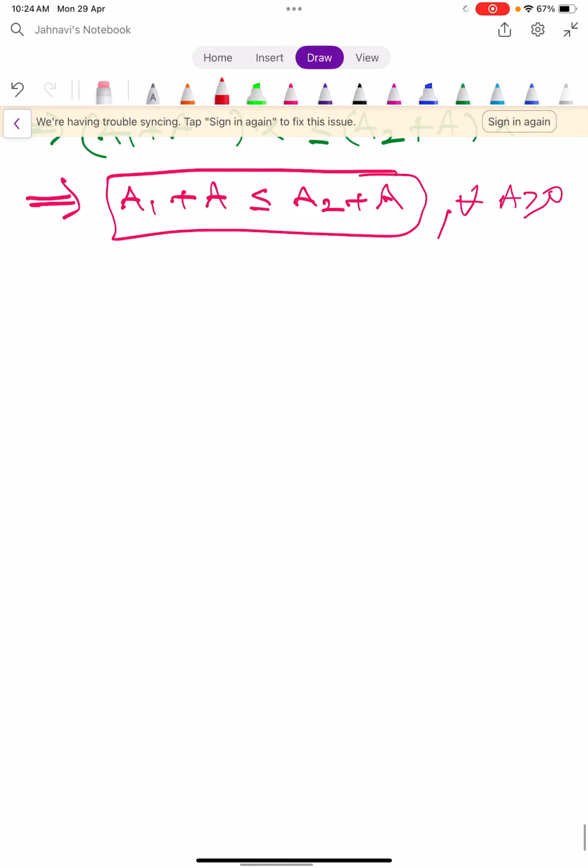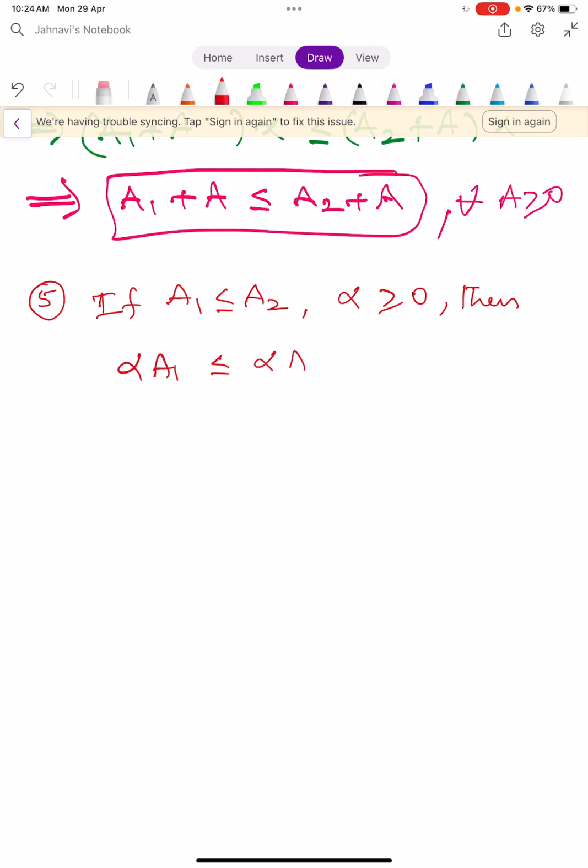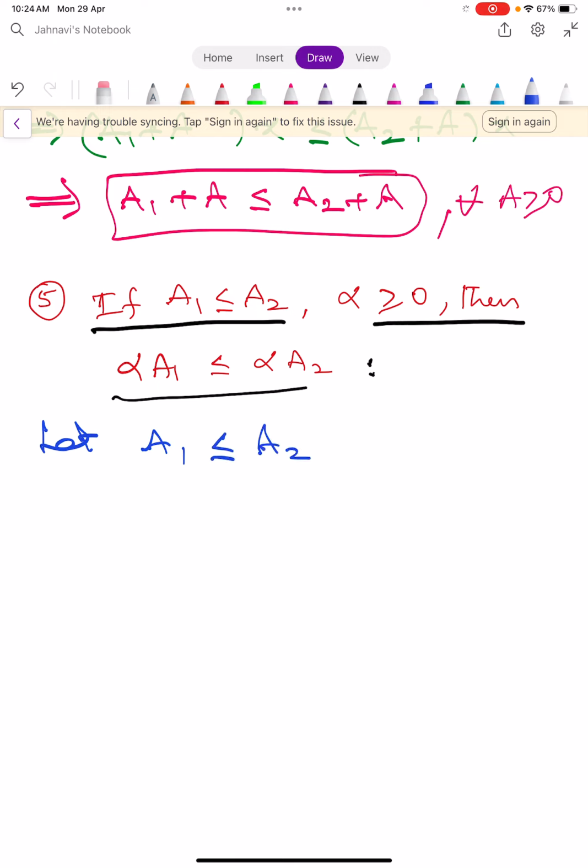Next we show the fifth condition: if a1 less than or equals to a2 and alpha greater than or equals to 0, then alpha a1 less than or equals to alpha a2. Here also you have to assume the same thing. Let us take a1 less than or equals to a2 and x an element from the Hilbert space with x not equals to 0. Take a real number alpha which is greater than or equals to 0.